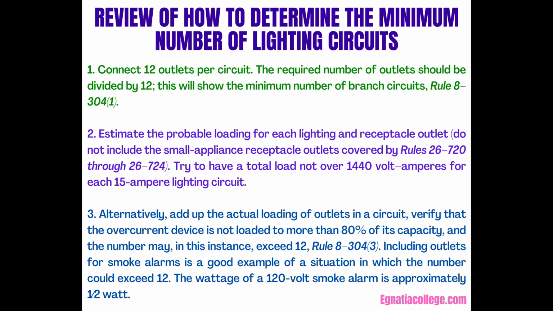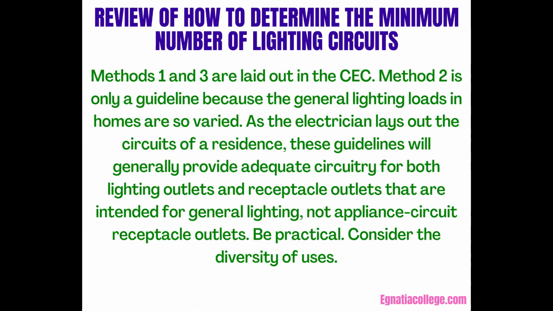3. Alternatively, add up the actual loading of outlets in a circuit. Verify that the overcurrent device is not loaded to more than 80% of its capacity, and the number may, in this instance, exceed 12, Rule 8-304(3). Including outlets for smoke alarms is a good example of a situation in which the number could exceed 12. The wattage of a 120-volt smoke alarm is approximately 0.5 watt. Methods 1 and 3 are laid out in the CEC. Method 2 is only a guideline because the general lighting loads in homes are so varied.